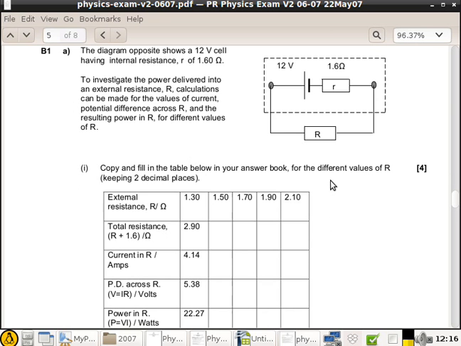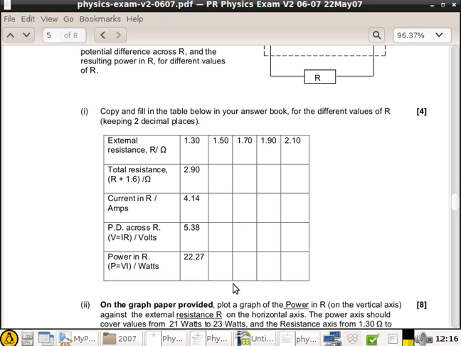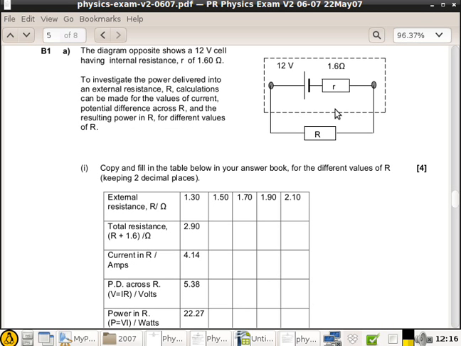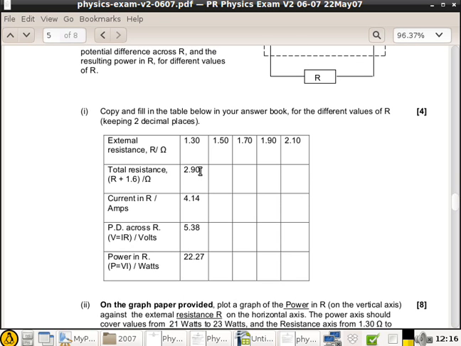So what they want you to do is copy this table and put in the numbers. So here, total resistance. And look, they even tell you the formula: add 1.6 to R. So here's R, and here's 1.6. So what's the total? Add them together. So I'd like you to fill this table in, please. So here would be 3.1 and so on. So can you just do this row here to the diagram?